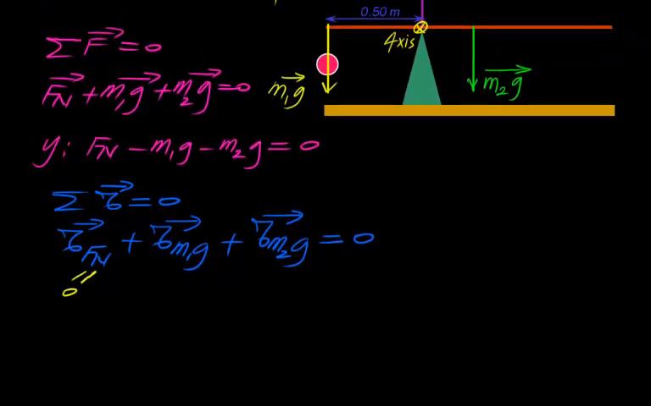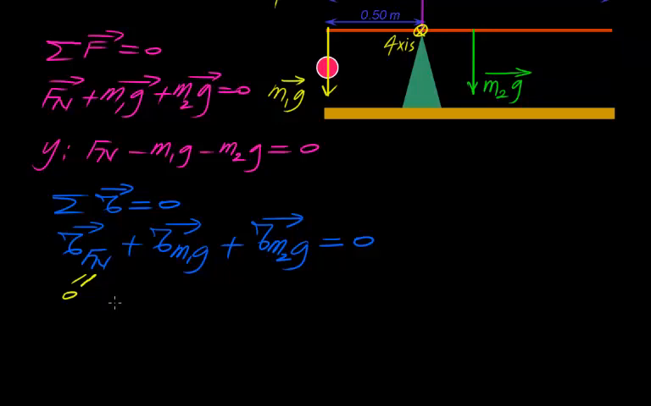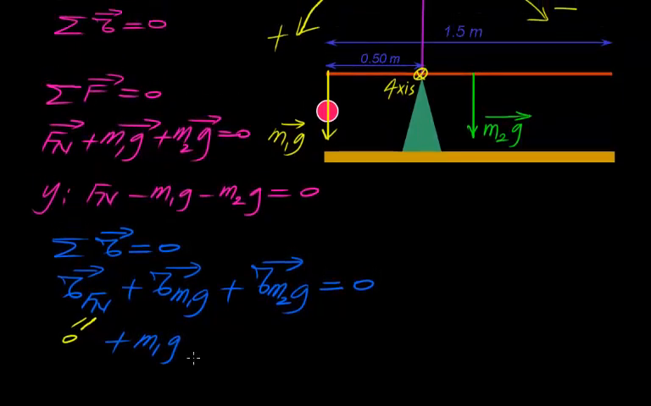The torque due to m1g is going to be positive because it's turning the system in a counterclockwise direction, and it's equal to m1g times the lever arm. The lever arm is the shortest distance from the line of action to the axis of rotation, which is equal to 0.50 meters.